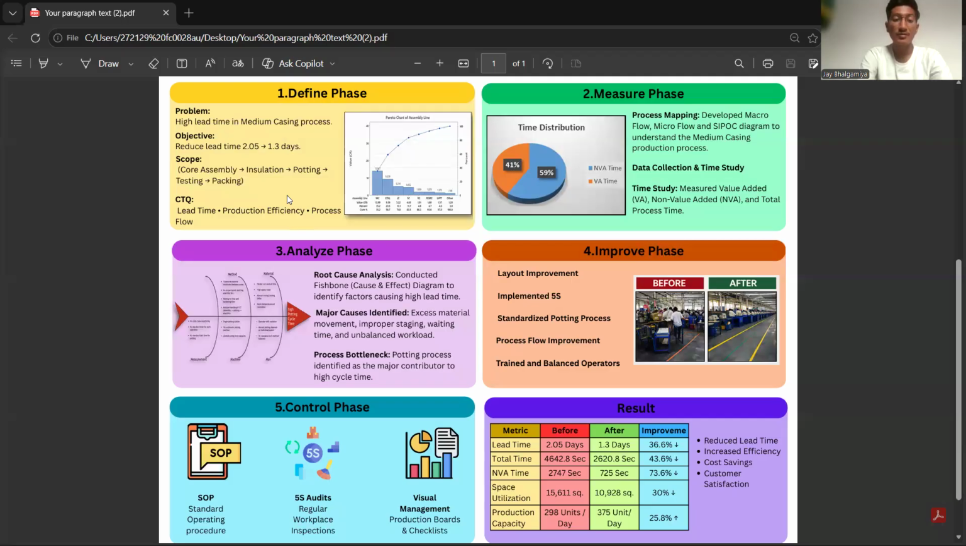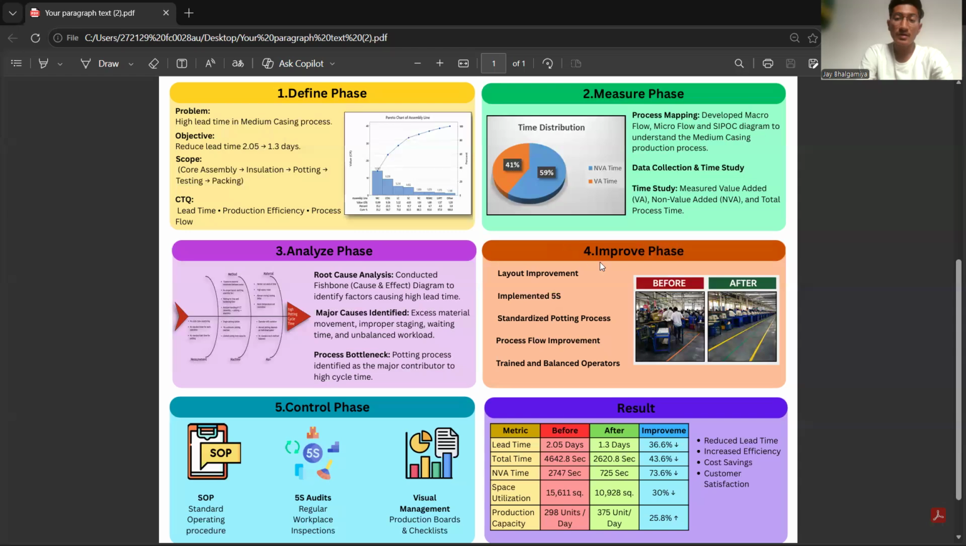We used a fishbone diagram to identify root causes. We identified excess material movement, improper layout strategy, waiting time, and unbalanced workload. We also found the potting process was the main bottleneck, contributing to high cycle time.